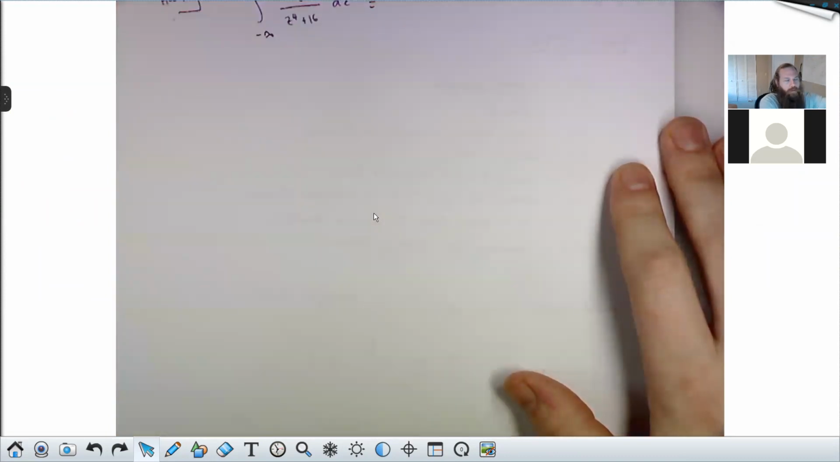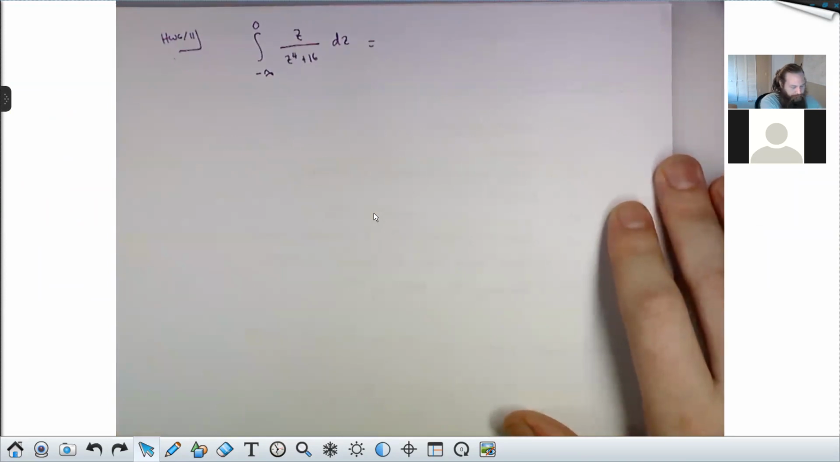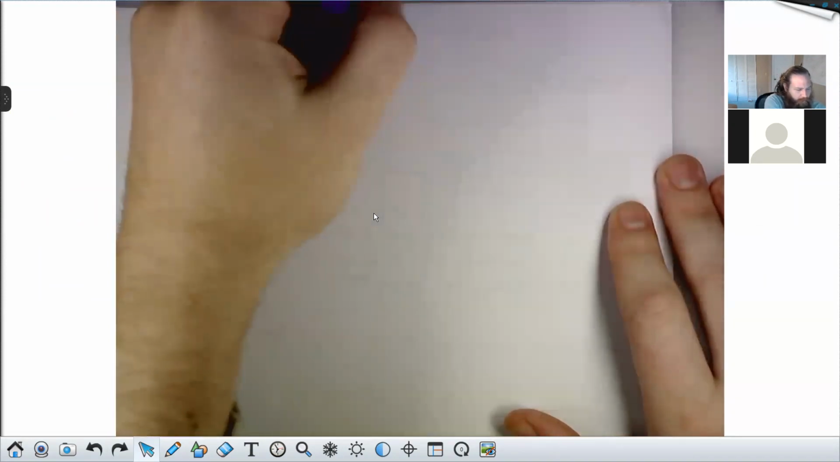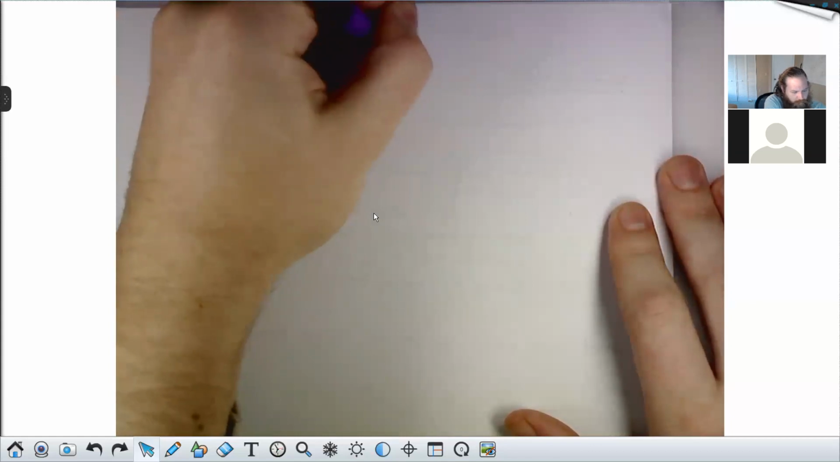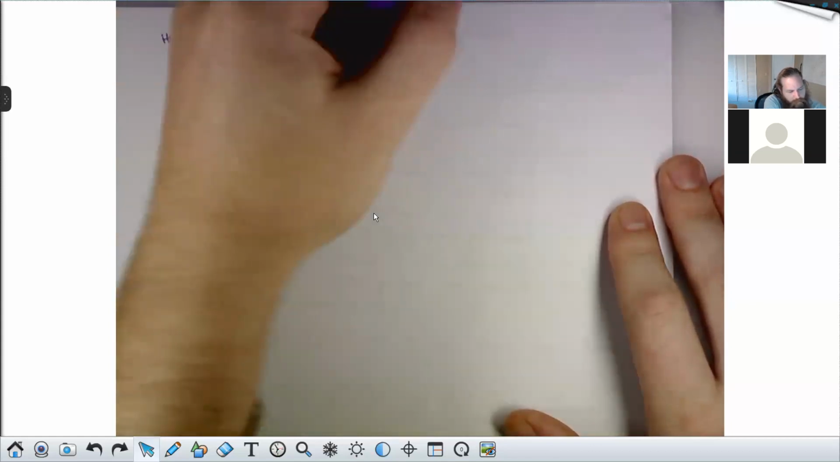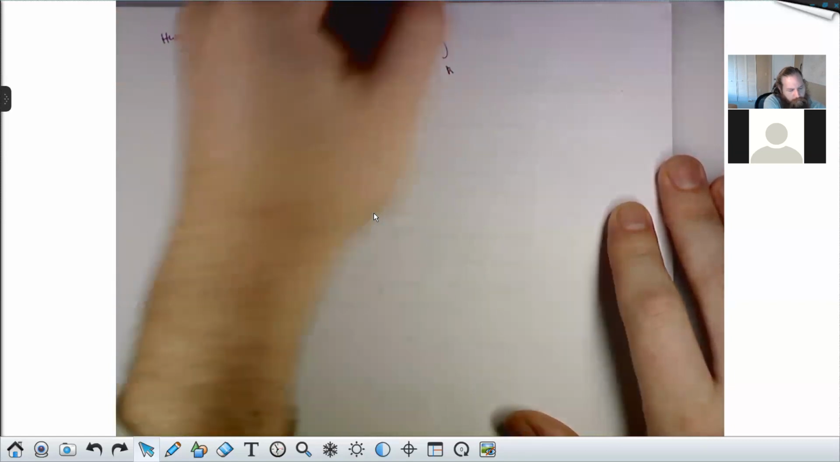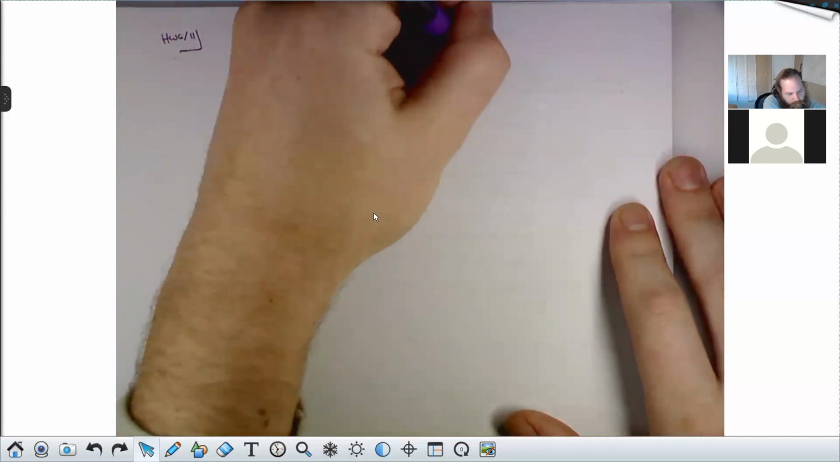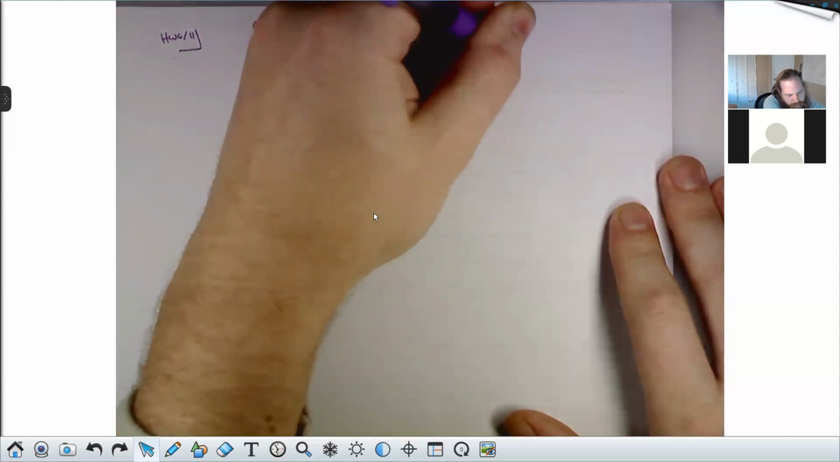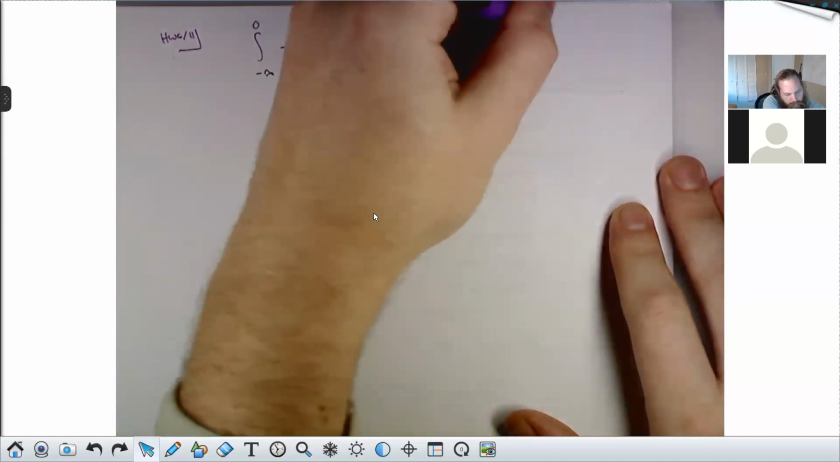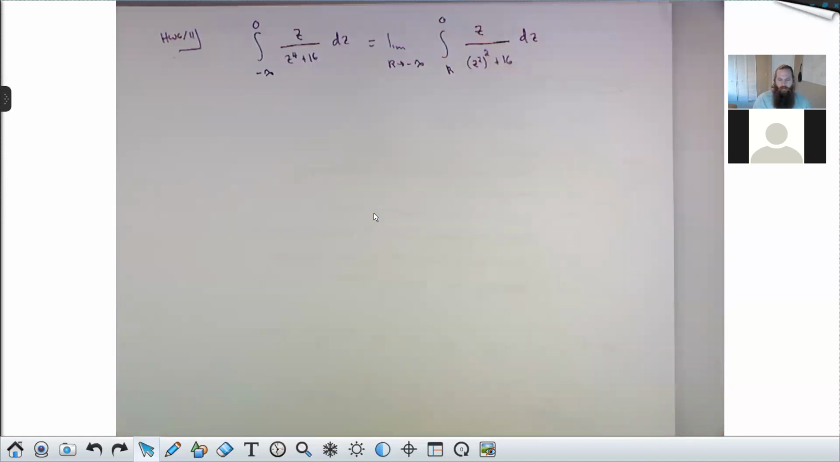And as with all improper integrals, the place to get started is by writing this as a limit. This is the limit. I like to use the symbol capital R, goes to negative infinity, integral r to 0, z over, I'm going to write z to the 4 as z squared squared plus 16 dz. So I really did two things at once there. I wrote it as a limit, but I also recognize z to the 4 as z squared squared. And I did that because I'm thinking about a substitution.